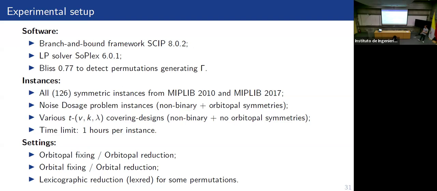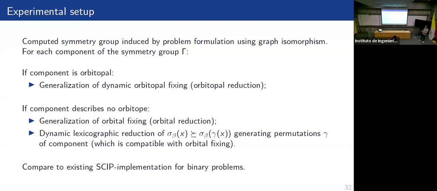Our settings are the following. We compare to the traditional method of SCIP, which was orbital fixing. We generalized it to a non-binary symmetry handling method. So the word fixing turns into reduction, because variable domain reduction can be anything now. Same with orbitopal fixing. And we implemented lexicographic reduction, which effectively takes one of these, x lexicographically larger or equal to gamma x, for one symmetry gamma. These are the settings that we are looking at.